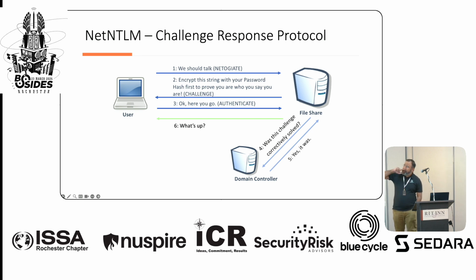So just real quick, going through this again, make sure we're on the same page before I move on. The file share does not have your hash or your password, but you want to talk to it. So you send it the current timestamp encrypted with your hash. It then sends that to the domain controller to verify, because the domain controller has your hash. And once the domain controller confirms it was valid, then you can talk to the file share. Then you can access the files.